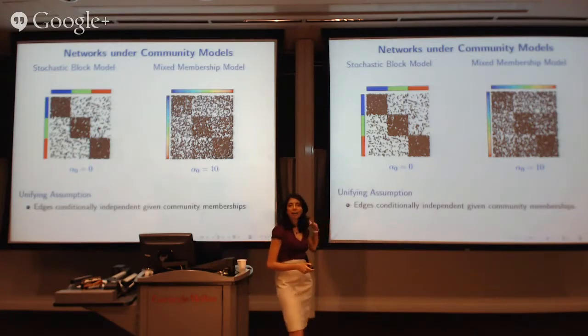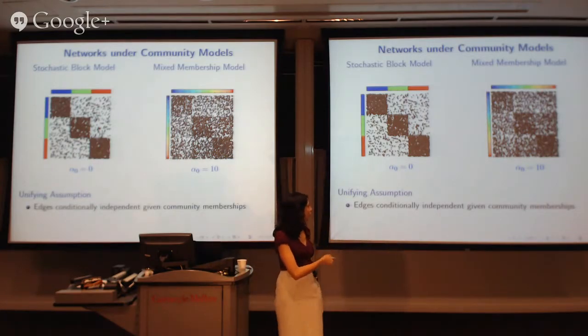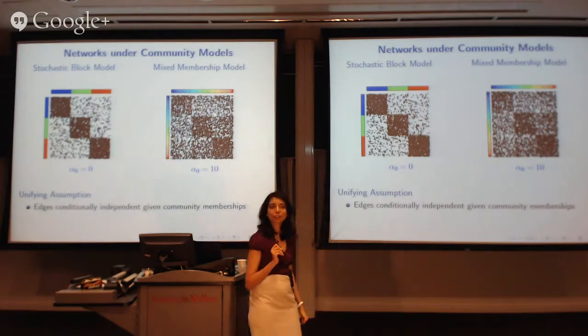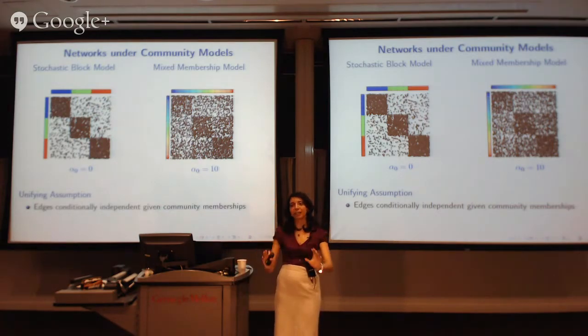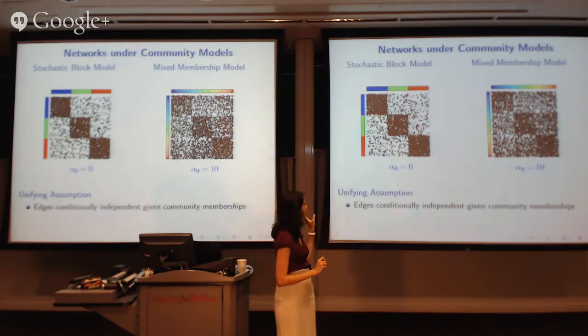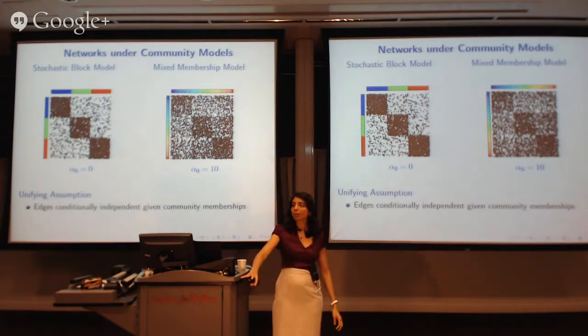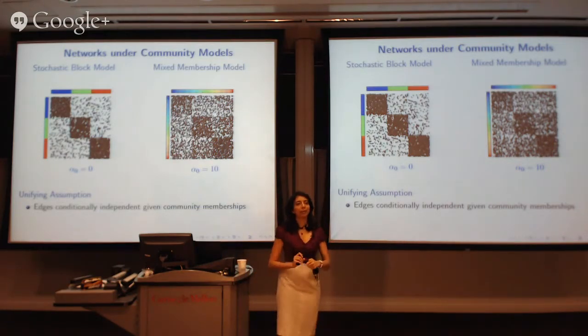Okay, but although these graphs look very different, the unifying assumption we are going to use is that I have these community membership draws, and given these community memberships, the edges are conditionally independent, right? And we'll see that because of this assumption, we can handle a range of different models with different levels of overlap amongst the communities.